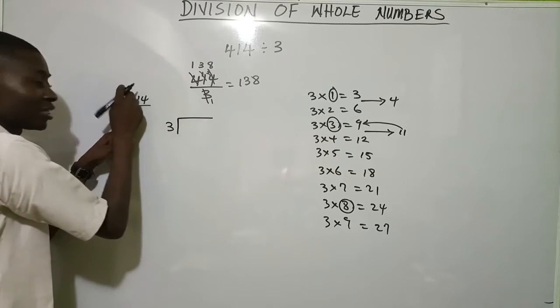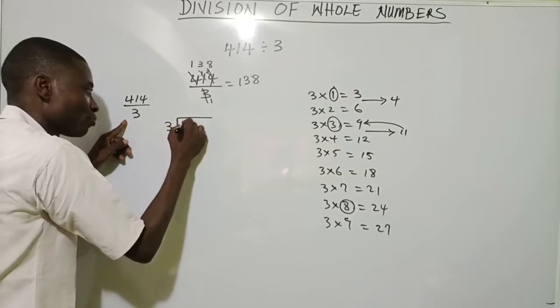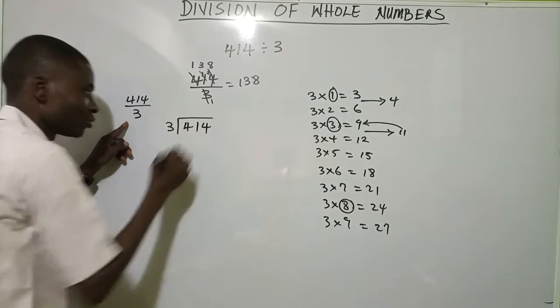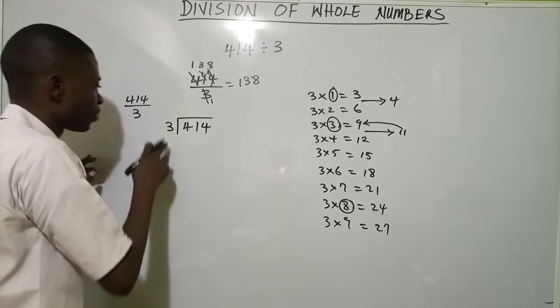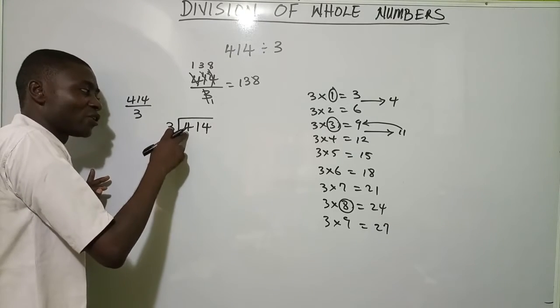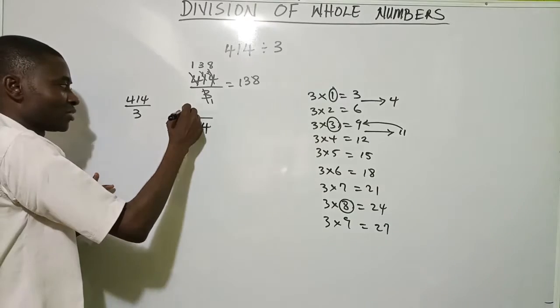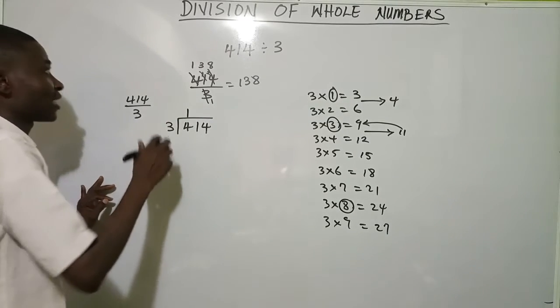You do this. You see this one you're having up here, that is the numerator, put it inside. Okay? Now let's go. We now divide. We now say, how many 3 do you have in 4? That is 1.